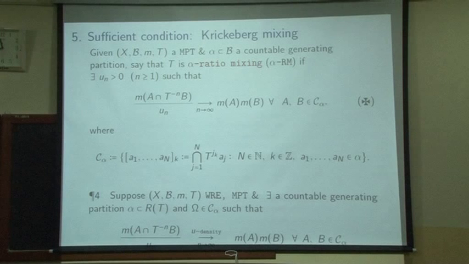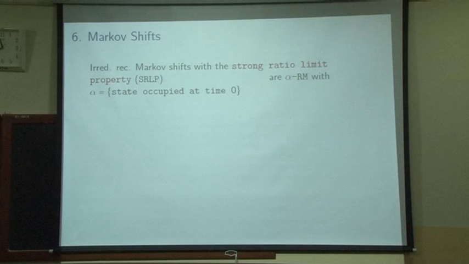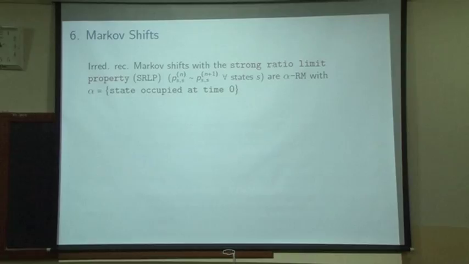So for example, Markov shifts with the strong ratio limit property. Consider the renewal sequence defined on the state S, which is the probability of being in state S at time n, given that you started in state S. If you have this kind of asymptotic behavior, then it's going to be alpha rational mixing, with alpha being the partition generated by the state occupied at zero. So these are the normal cylinder sets here.